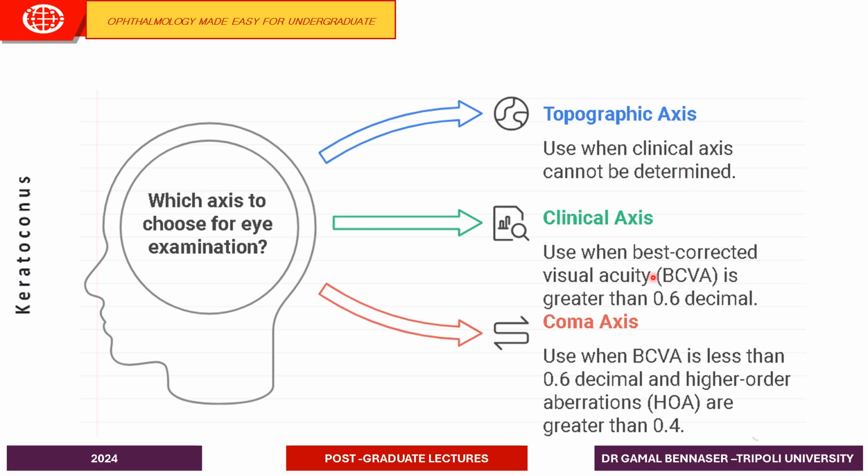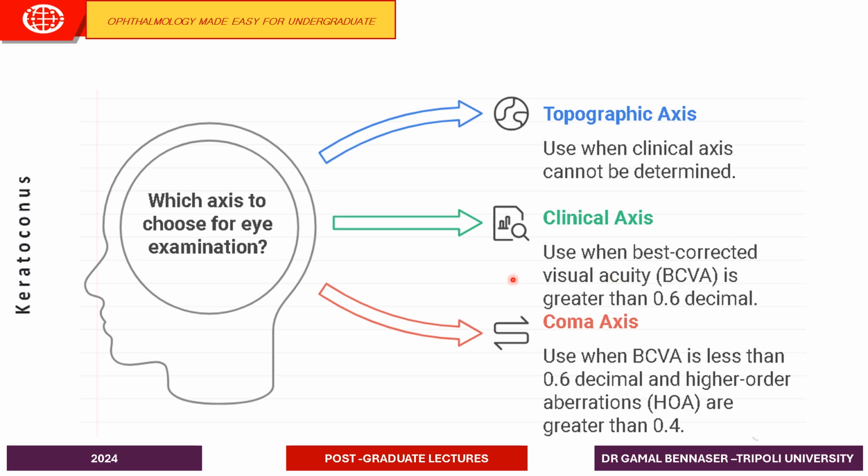However, if your patient has high order aberrations with poor visual acuity, less than 0.6, and the root mean square is high, more than 0.4, at that time you should rely on the coma axis rather than on the topographic axis. So it is as simple as that. If your patient has a central cone or nipple cone with minimal high order aberrations, he mainly has irregular astigmatism, so you can depend on the topographic axis or the clinical axis. The clinical axis sometimes is not easy to determine clinically, so you will depend on the topographic axis. You determine the steep axis so that your incision will be on the steep meridian.